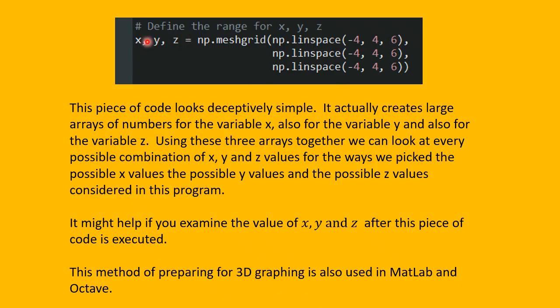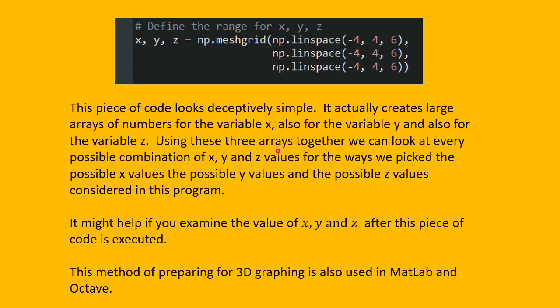Well, you might think that X is just going to be minus 4 and then minus 3 point something and so on, but it's not quite that simple. It actually creates large arrays of numbers for each of these three variables, X, Y, and Z. And by using these three fairly large arrays together, we can look at every combination of values of X, Y, and Z between minus 4 and 4, such that the value of X, Y, and Z is determined by this np.linspace in each case.